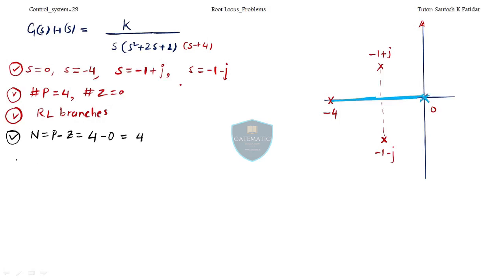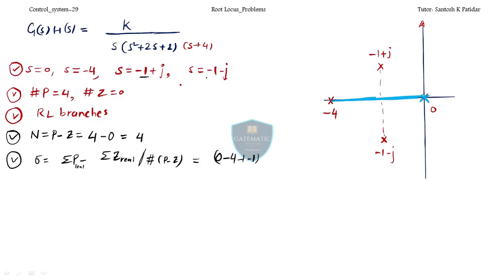Asymptotes are clear. Now the intersection of the asymptotes with the real axis you can calculate, that is sigma, and the formula of sigma is the summation of the real parts of p, minus the summation of the real parts of z, divided by the number of p minus z. So the poles: first 0, -4, -1, -1. Did you get it? The first pole 0, second one is -4, third one is -1, fourth one is -1.